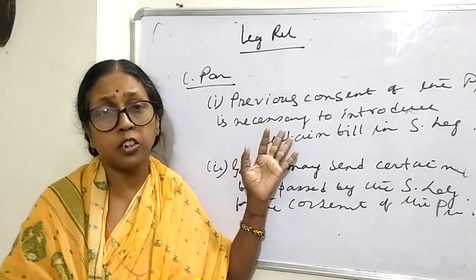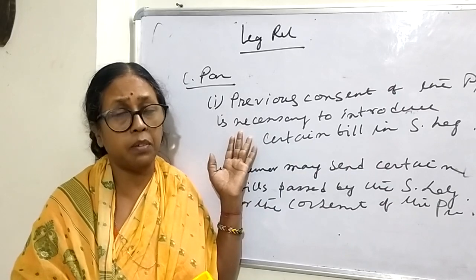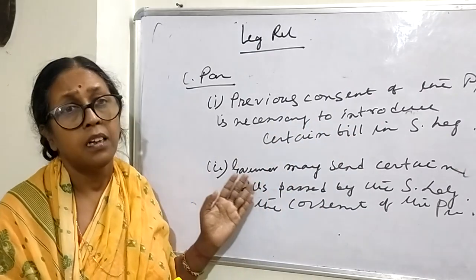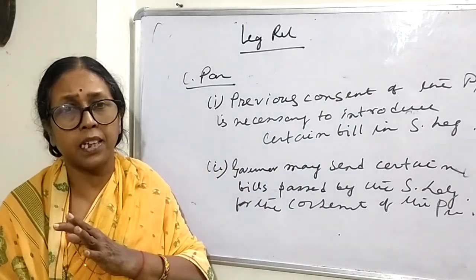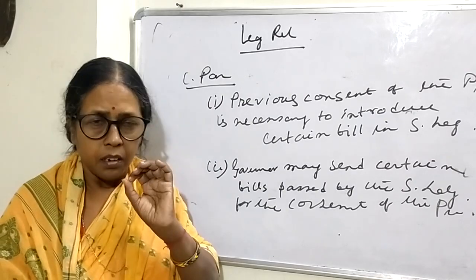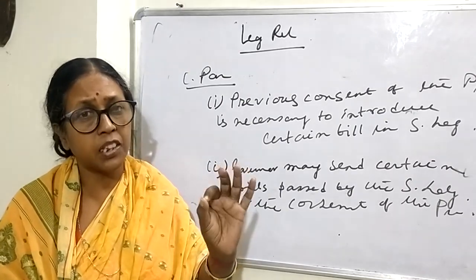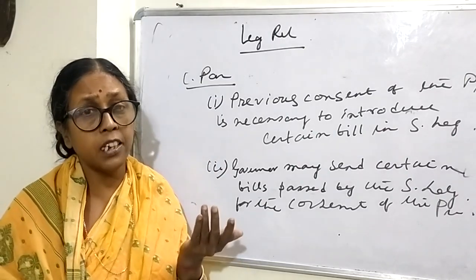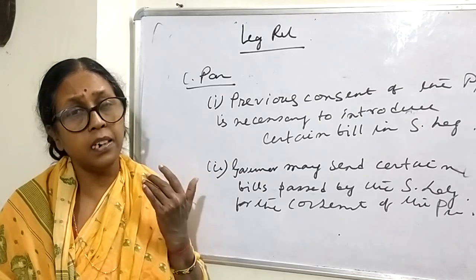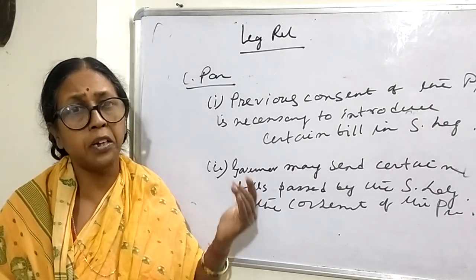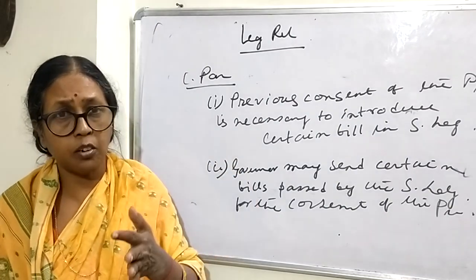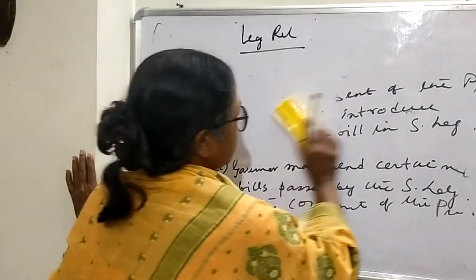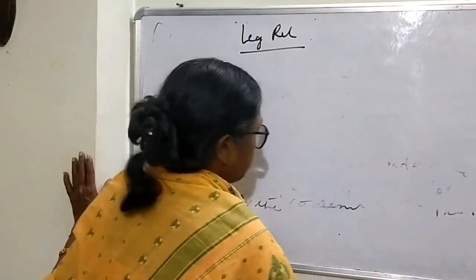Moreover, for the introduction of certain bills in the state legislative assembly, prior permission of the president is necessary. Again, sometimes some bill may be passed by the state legislature, but the governor, before putting his signature, sends the bill to the president for his consent. So clearly it is proved that in legislative matters, the Indian parliament is much more superior or much more powerful than the state legislative assembly. So you remember these things, that will be sufficient, I think, for your exam tomorrow.